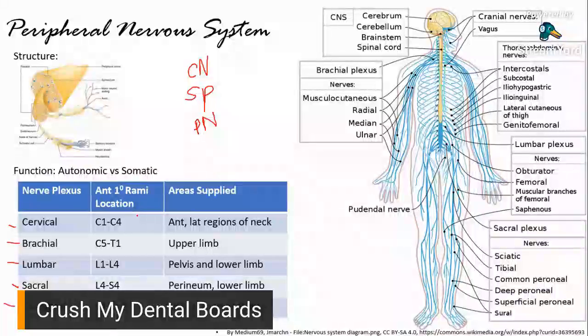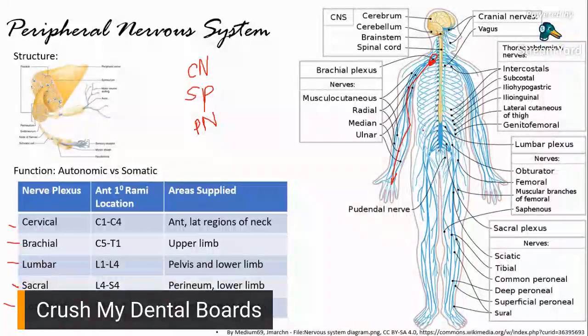And then, these are their corresponding locations. So, when you say cervical plexus of nerves, it's located in the C1 to C4 area. And then the area supplied, like the cervical portion right here, is the anterior and lateral regions of the neck, and then your brachial plexus would be right here, your upper limb. So if there's a plexus right here, where does it still go? Brachial plexus goes to the upper limb.